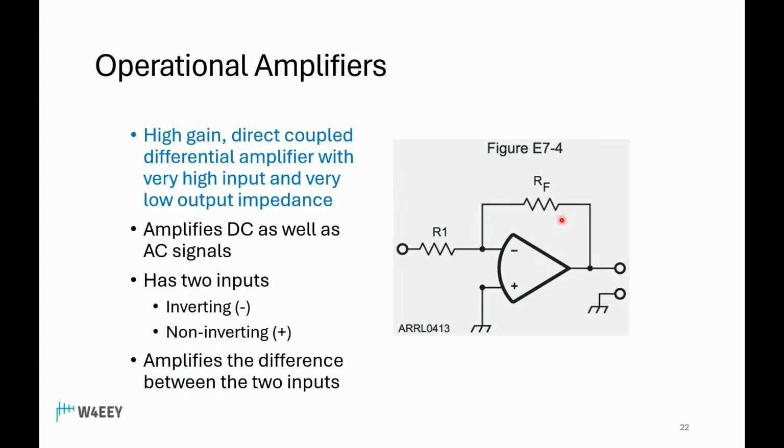We've got something else here called R sub F. That's called a feedback resistor. Notice that that's connected between the output and the input, the non-inverting input, or the inverting input, excuse me. And we're going to see coming up that the gain of this device is simply the ratio of these two resistors.